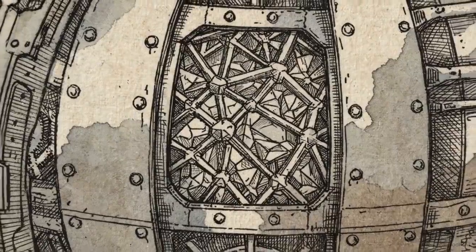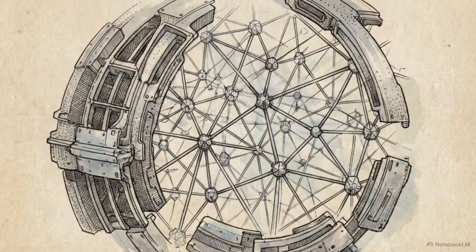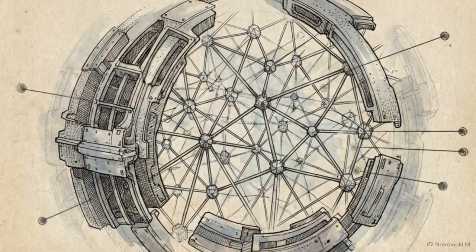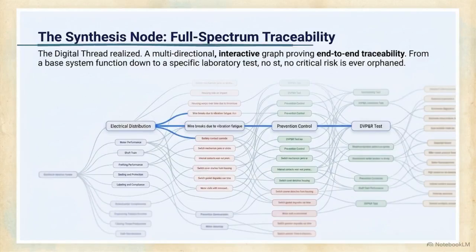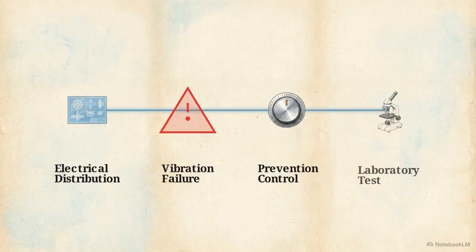With the components, functions, risks, and controls firmly established, we can pull back to observe the fully constructed architecture. This is the synthesis node. This interactive graph visualizes the massive, multi-directional web of data we've just built. You can trace a single, unbroken line starting from a base requirement, like electrical distribution, moving through a specific vibration failure into a prevention control, and concluding at an exact laboratory test.